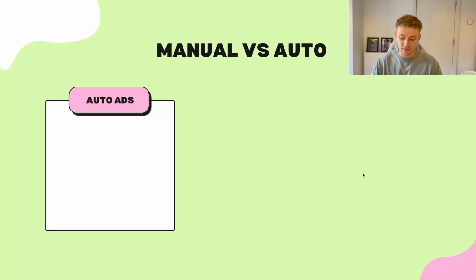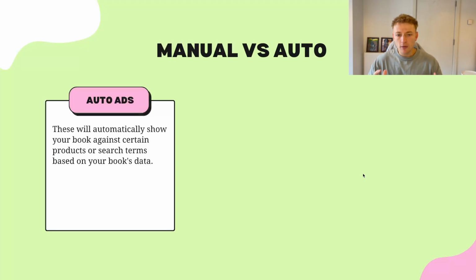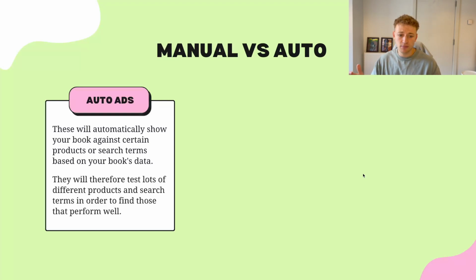So first of all, manual ad versus auto ad. When we're talking about auto ads, essentially they will just automatically show your book against certain products or search terms based on your book's data. So they'll therefore test lots of different products and search terms in order to find those that perform well. Basically, we set an auto ad up, and it will look at your book's data: your title, your subtitle, your description, and advertise your book against certain products on Amazon based on that data. So if you had an animal coloring book and you called it animal coloring book, Amazon will know based off that data roughly what products to advertise it against. And it will also look at things like your keyword data, and see if there are any products that those keywords relate to that it can advertise against.